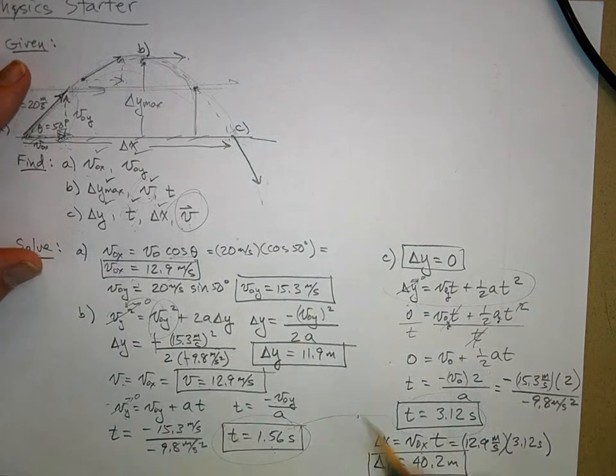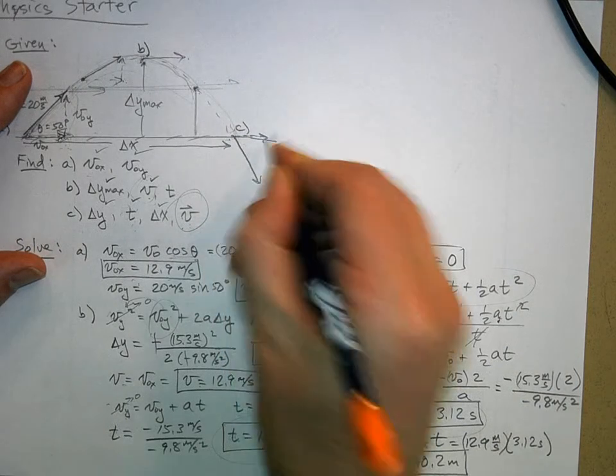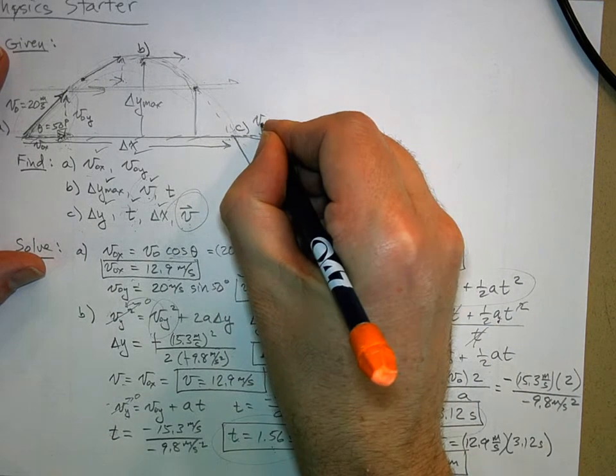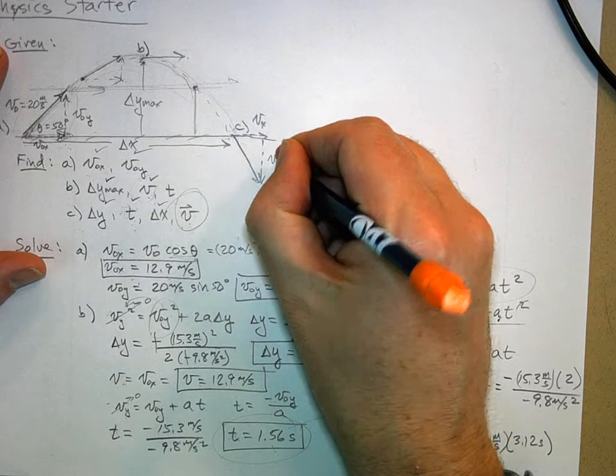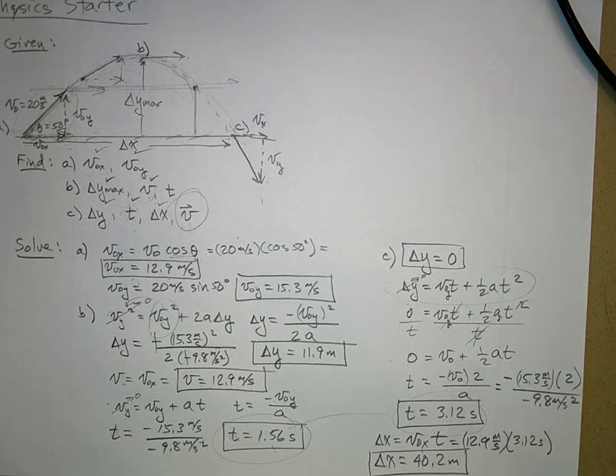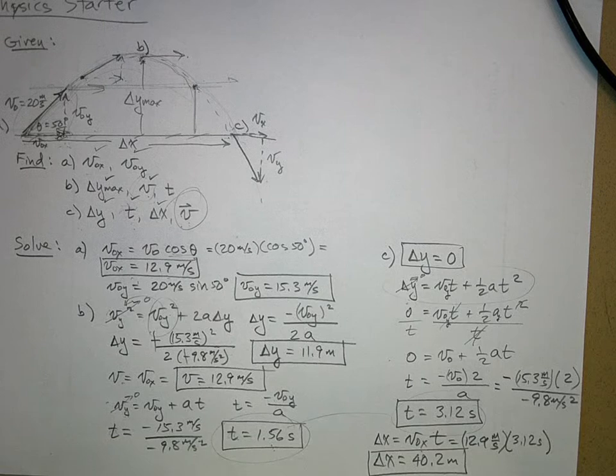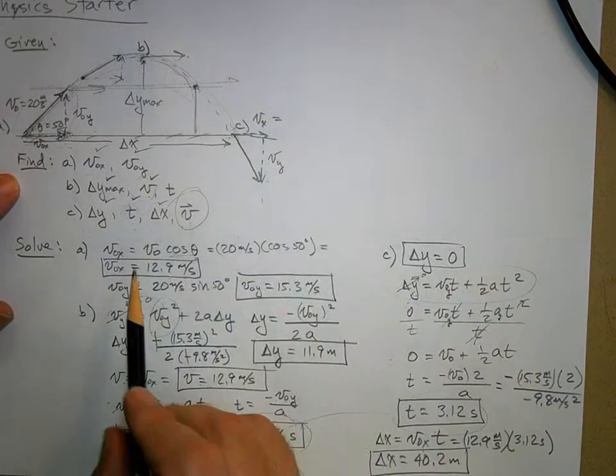Now, let's divide it up into its components. It's got a component in the x, and it's got a component in the y. Now, what's true about its velocity in the x? What is the final component of it in the x direction? Well, what's true about the velocity in the x direction for a projectile? It's constant, because there's no acceleration in the x. So this is going to be 12.9.